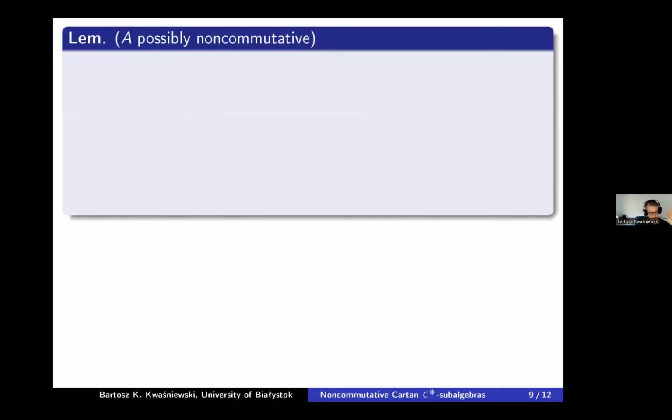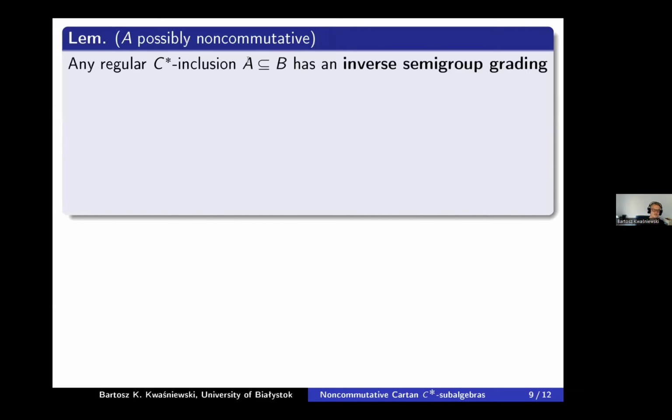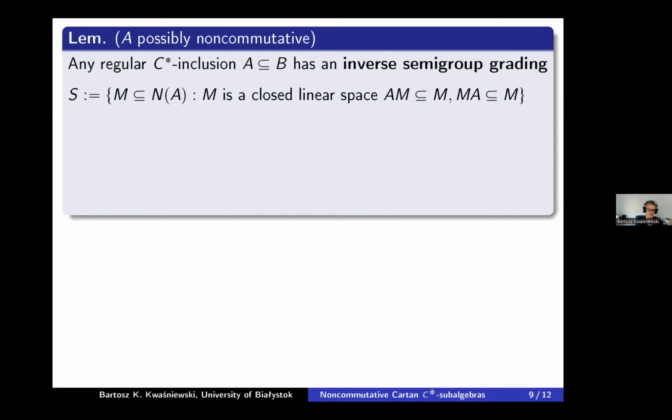So now, this is this lemma. In essence, this whole lemma is hidden in Ruy's work. We just took it out from Ruy's paper with Ralf. So here now A is a C*-subalgebra of B, but now it is an arbitrary C*-algebra. We have this inclusion, and such an inclusion in fact generates a certain inverse semigroup. And if this is a regular inclusion, then this gives some inverse semigroup grading. This is what I would call an inverse semigroup grading.